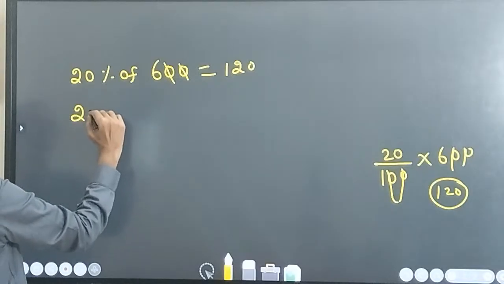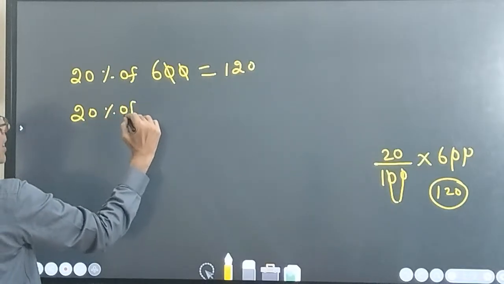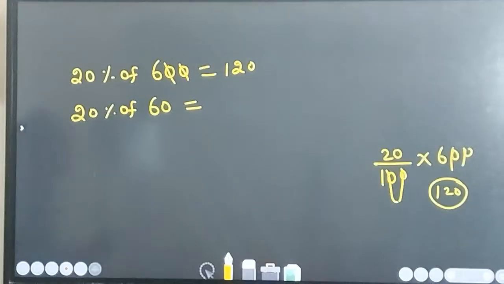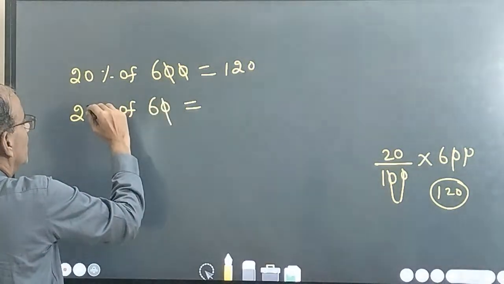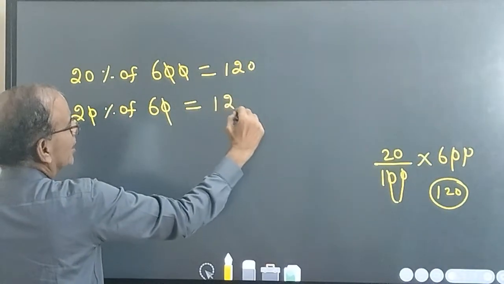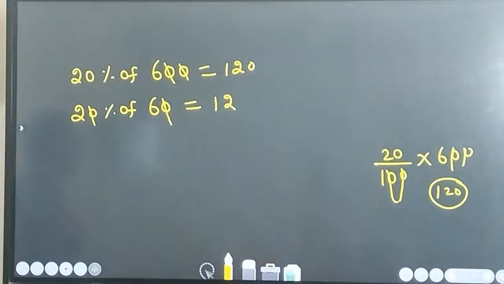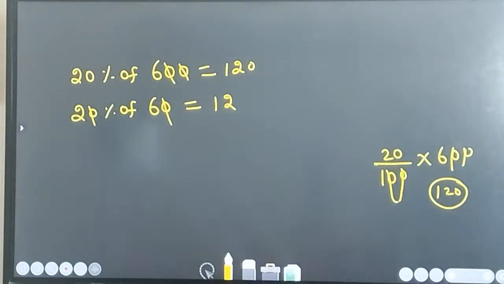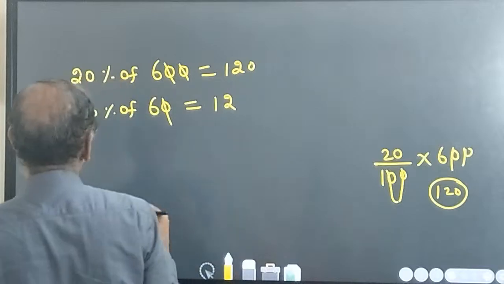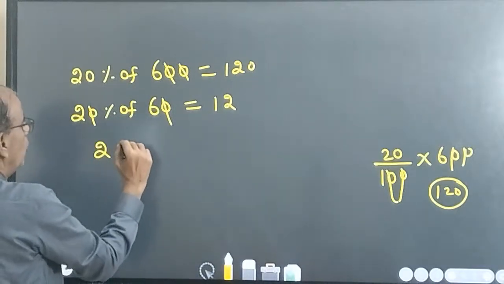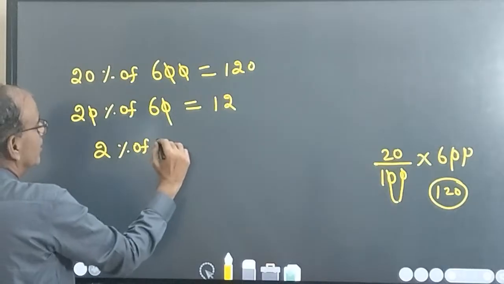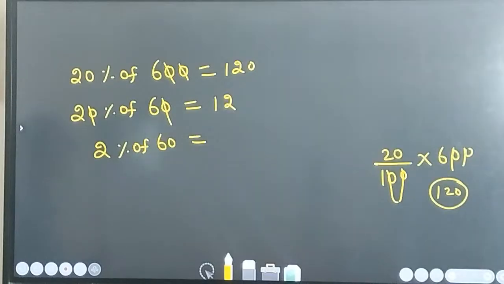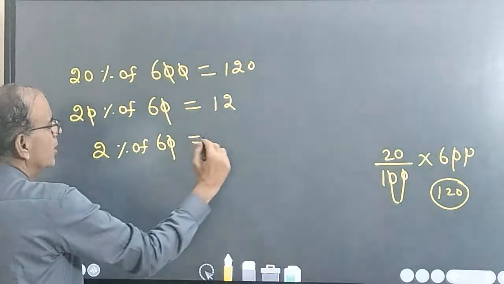Suppose I have to find out 20% of 60. Simply remove 2 zeros. 2 into 6, 12. That is the answer. Don't put 20 by 100 into 60 at all. That is a very lengthy method. Don't do it. Suppose I have to find out 2% of 60. I need 2 zeros, but I am having only 1 zero. Remove 1 zero. 2 into 6, 12.